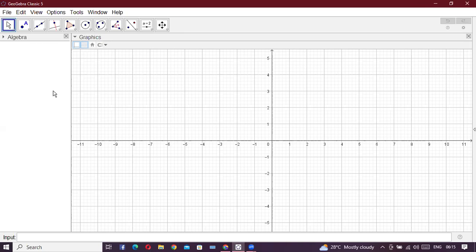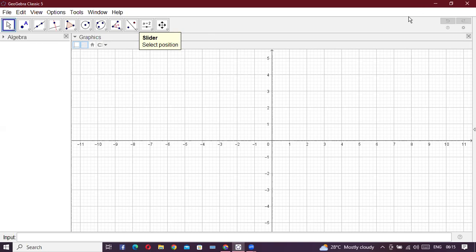So we know that the normal distribution is also known as the Gaussian distribution. It's a fundamental probability distribution in statistics, and it uses continuous data. You can use GeoGebra to solve normal distribution questions, and that's what we want to look at today.